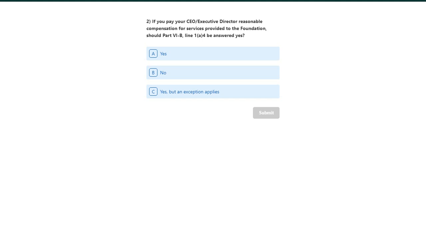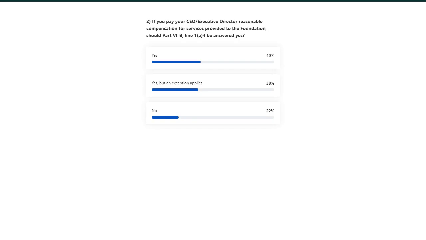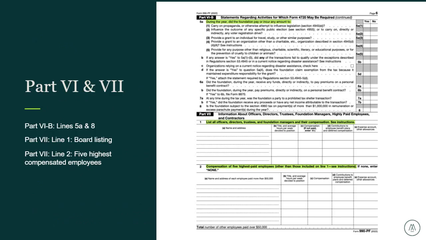All right, here are the results. If you pay your CEO or executive director reasonable compensation, yes, but an exception usually does apply. You definitely want to document the reasonable compensation component, document why it is reasonable, and most likely an exception could apply. I think with that, I'm going to turn it over to Colleen to walk us through the rest of the Form 990.